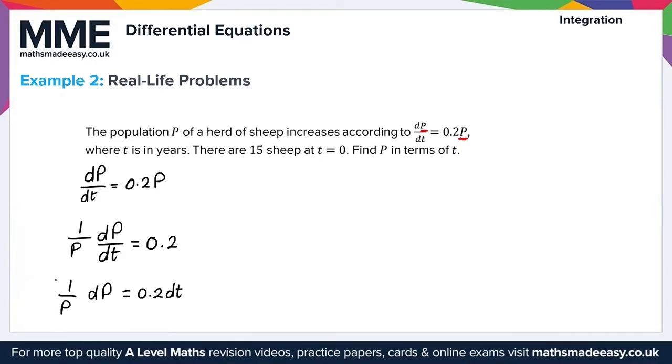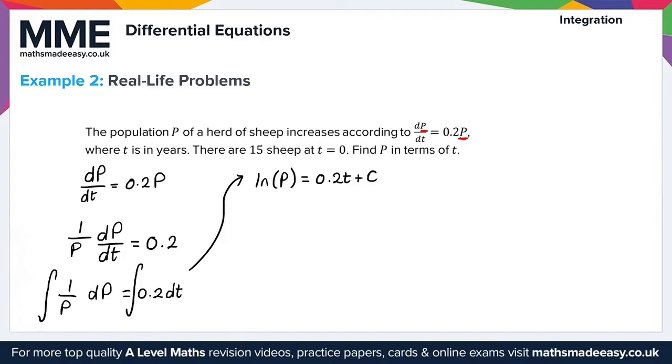So if we integrate the left hand side here, we're going to be integrating 1 over p with respect to p, and if we integrate the right hand side here, we're integrating 0.2 with respect to t. So in that case here, the left hand side here, if we integrate 1 over p with respect to p, will simply give us the natural logarithm of p. Okay, and the right hand side here, if we integrate 0.2 with respect to t, will give us 0.2t. Don't forget our constant of integration.